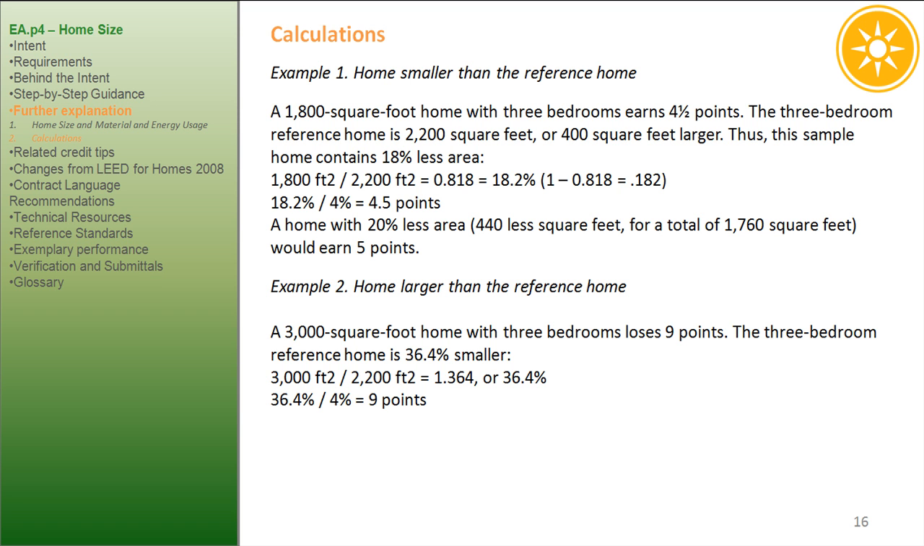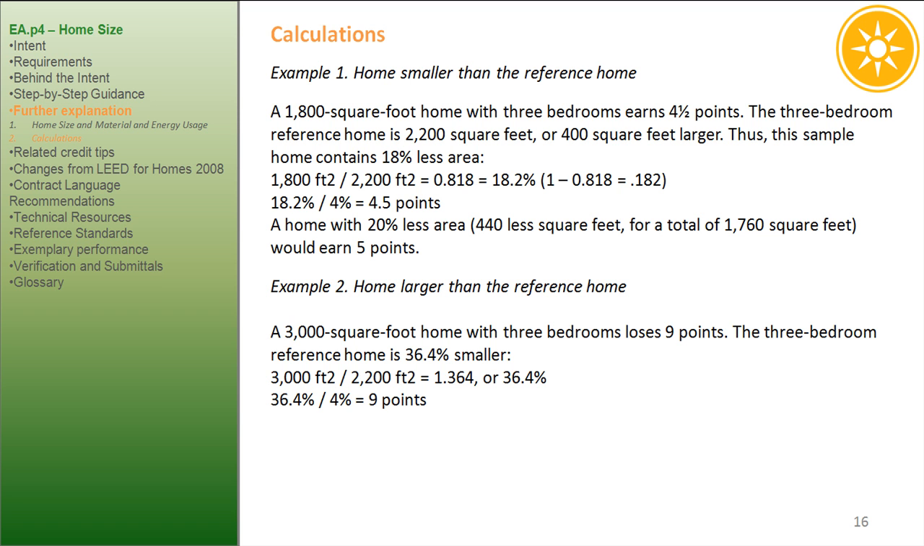Calculations. Example 1. Home smaller than the reference home. A 1,800 square foot home with 3 bedrooms earns 4.5 points. The 3-bedroom reference home is 2,200 square feet, or 400 square feet larger. Thus, this sample home contains 18% less area. 1,800 square feet over 2,200 square feet equals 0.818, then 1 minus 0.818 equals 0.182, or 18.2%. 18.2% over 4% equals 4.5 points.